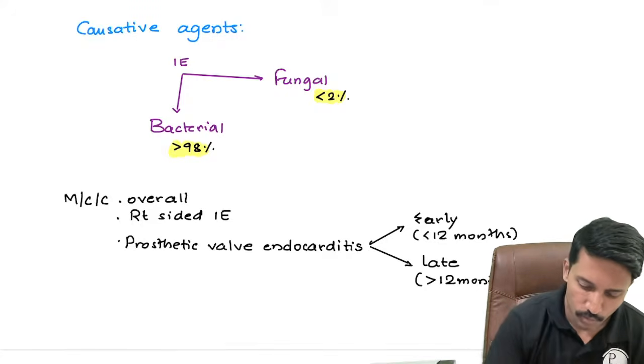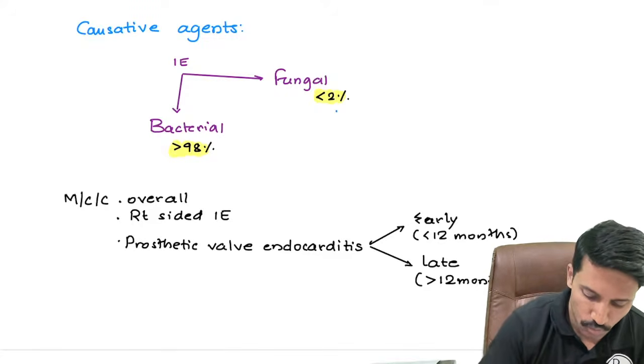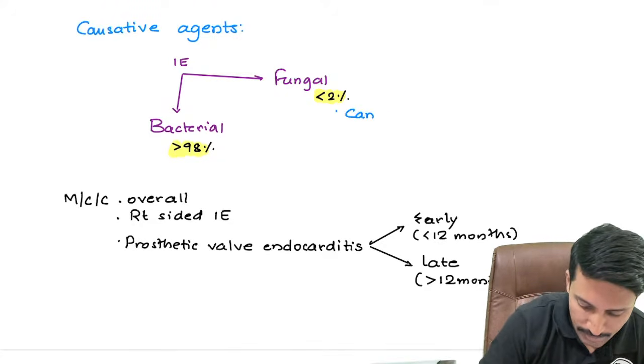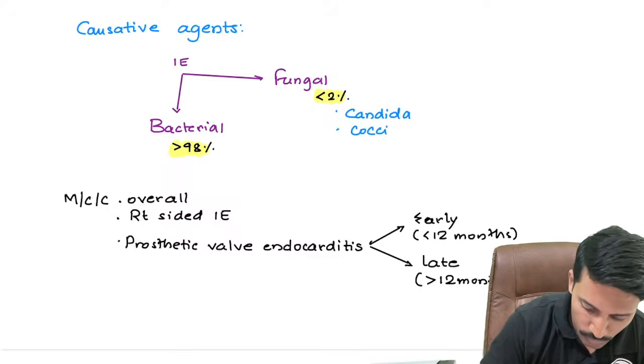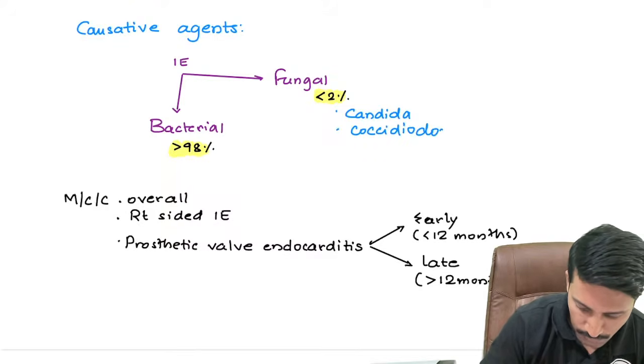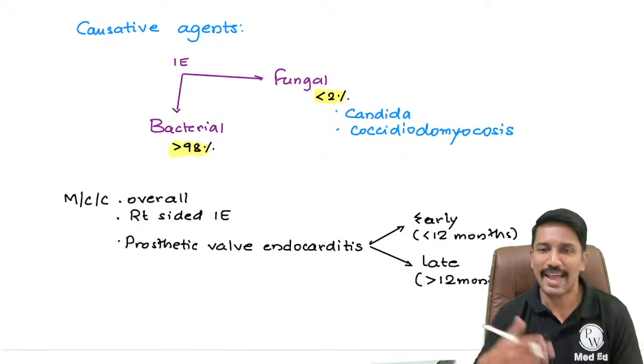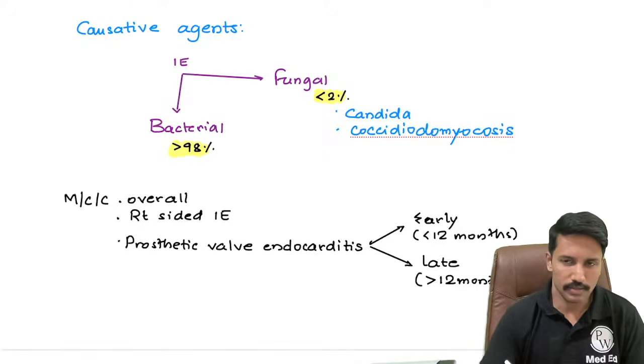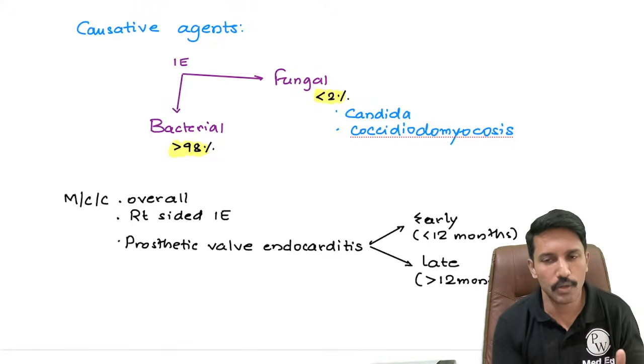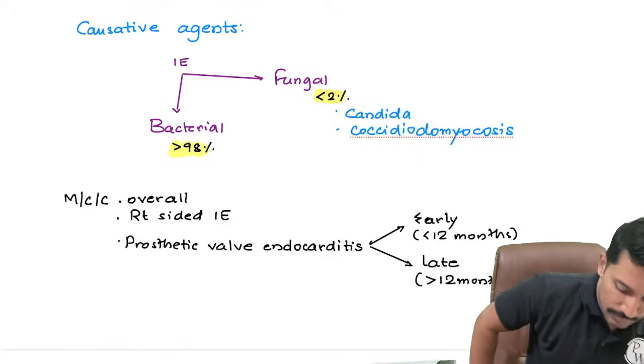Okay. So what fungal organisms are known to cause it? It can be Candida. It can be coccidioidomycosis. And in recent times, we have also started seeing Aspergillus causing endocarditis. But of course, when I say infective endocarditis, we are mostly talking about bacterial.